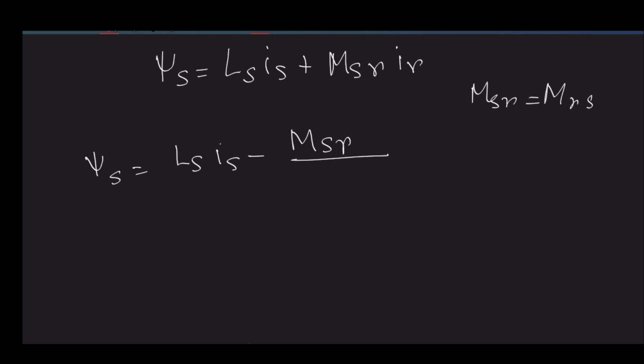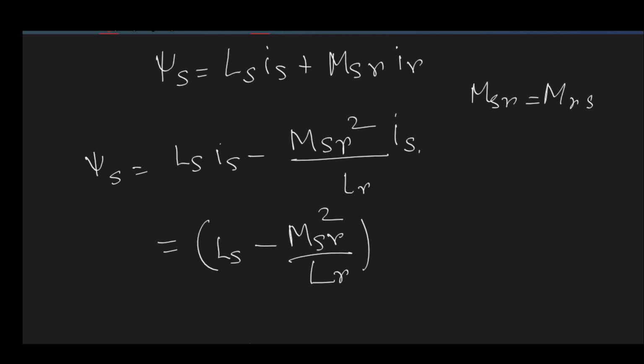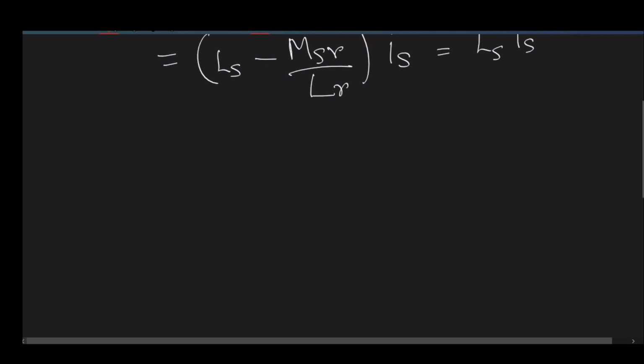So basically this gives us LS minus MSR square by LR times IS. For sake of representation we can boil this total thing as Ls dash. So what is Ls dash? You can figure out the value of Ls dash also. Ls dash is Ls minus MSR square by LR.